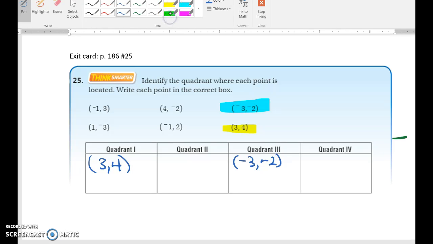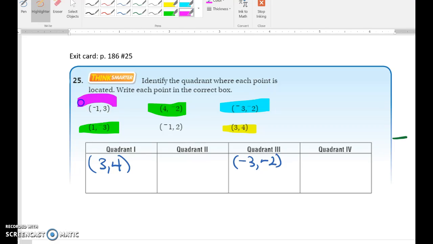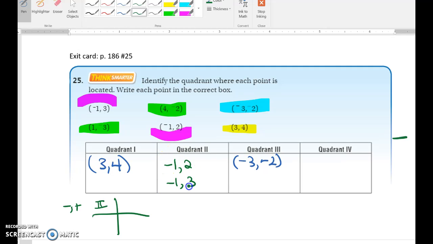Now we just need to classify these guys. So this is pos neg, and this is pos neg. And this is neg pos, and this is neg pos. So these are going to go together. So remember that quadrant 2, right, is up here. And so it means we go left of the axis, but it's positive, so that's going to be negative positive. So we're going to copy the ones that are negative positive into this box, because that's where that goes.